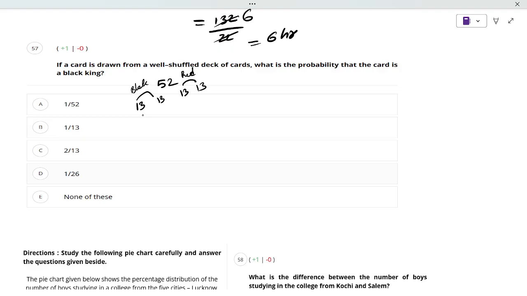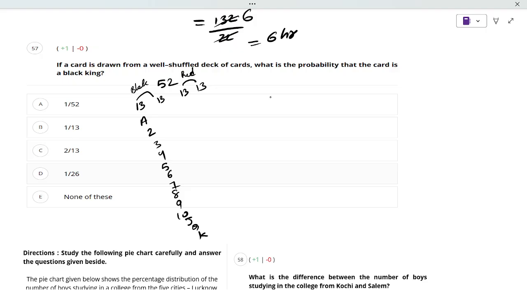Now every type has 13 cards, which is A, 2, 3, 4, 5, 6, 7, 8, 9, 10, Jack, Queen and King. Similarly, we have 13 for this one also, for this and this. So they are asking us what's the probability of a black king. So we have 2 black, definitely we have 2 black kings.